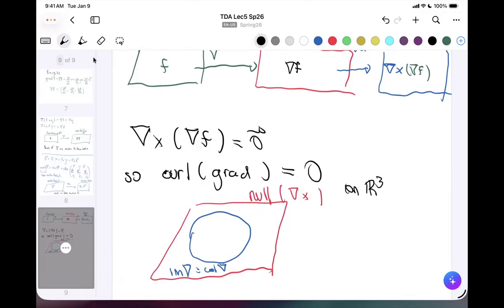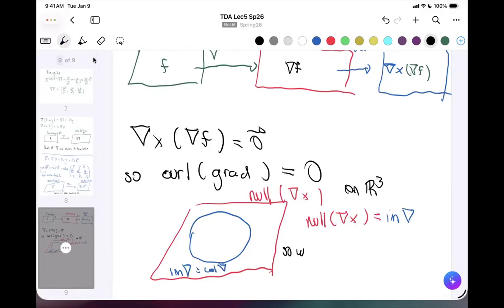So on R3, the null space of the curl is the same as the image of the gradient. So what does that mean concretely? What that means concretely is that the moment that a vector has zero curl, it is the gradient of something.